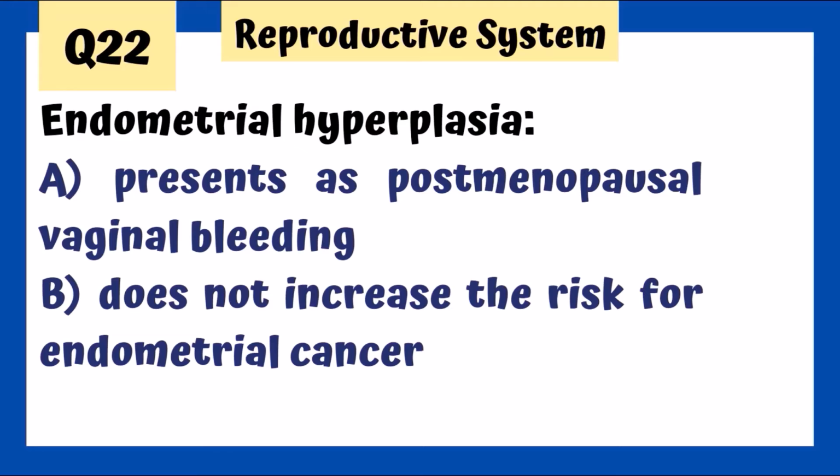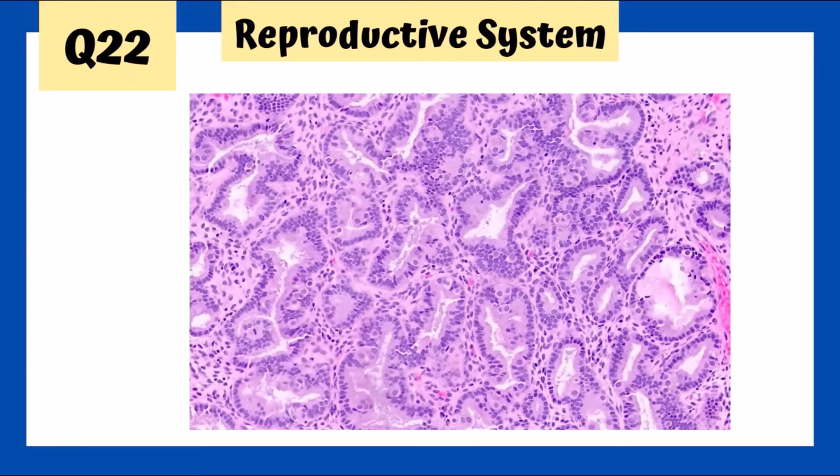Question 22, endometrial hyperplasia presents as postmenopausal vaginal bleeding, or it does not increase the risk of endometrial cancer. It definitely does increase the risk for cancer, but it presents as postmenopausal vaginal bleeding. And the defining feature of this is overgrowth of glands relative to stroma. That's what we see. And again, this is due to unopposed estrogen. That's why we see this in postmenopausal women, because they have unopposed estrogen. This is especially true if she's obese, so she's producing extra estrogen.